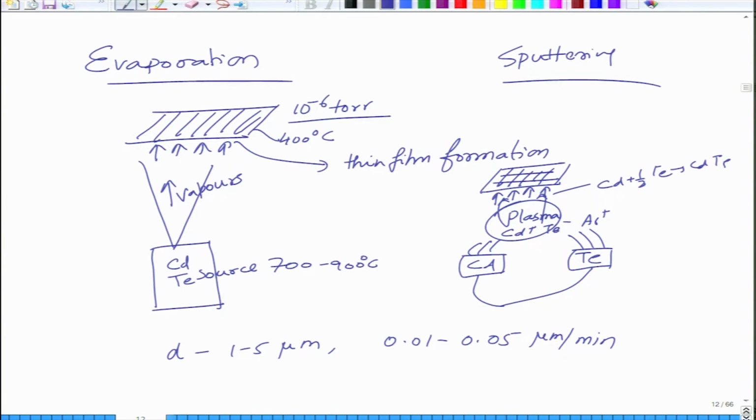And then you can use closed space sublimation and vacuum thermal vapor transport deposition and so on and so forth. All of these processes operate at various deposition rates, and the deposition rate for evaporation will be lower. Sputtering will give you a deposition rate of about 0.1 micron per minute, and sublimation will give you 1 to 5 microns per minute. So that is how you will form CdTe.